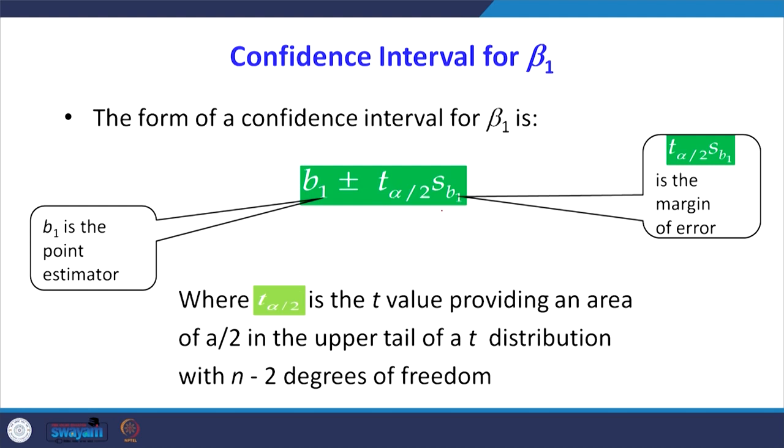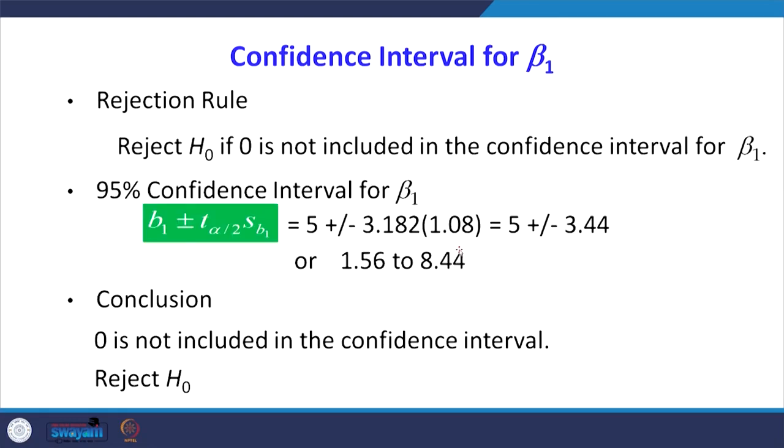The confidence interval for beta 1 is of the form B1 plus or minus T alpha by 2 times SB1. B1 is what you got from our regression equation, the coefficient of x1, and I told you the formula for getting SB1. Substituting, we get 5 plus or minus T alpha by 2, which is 3.182, times SB1, which is 1.08. So, 5 plus or minus 3.44. The lower limit is 1.56, the upper limit is 8.44.